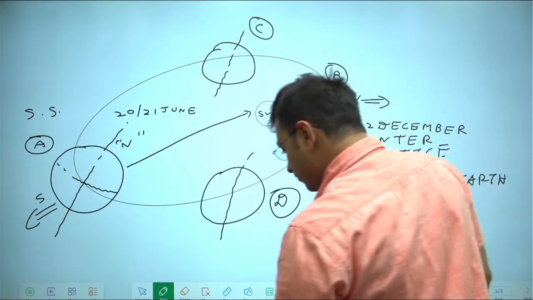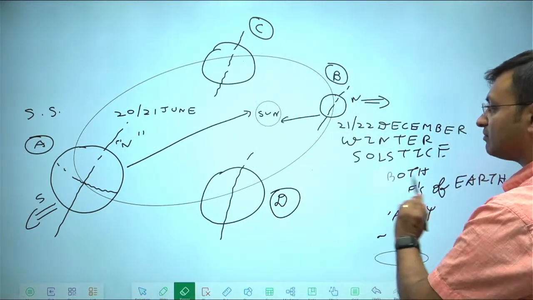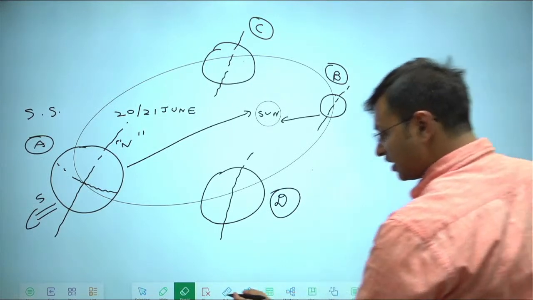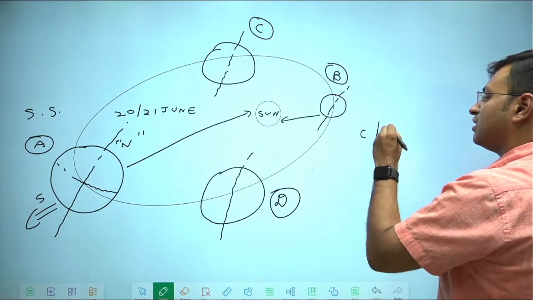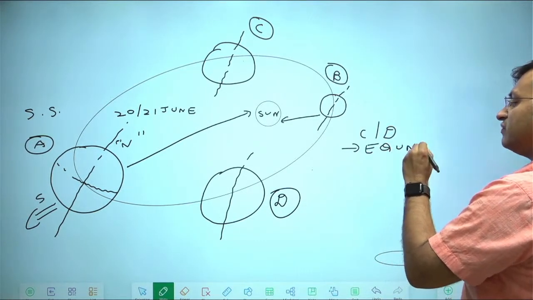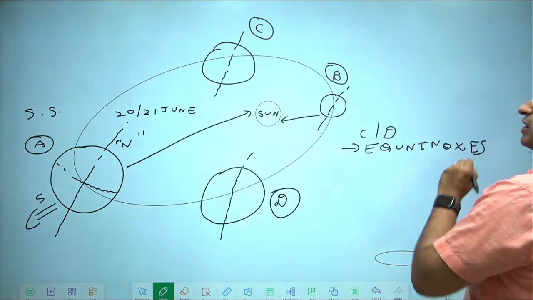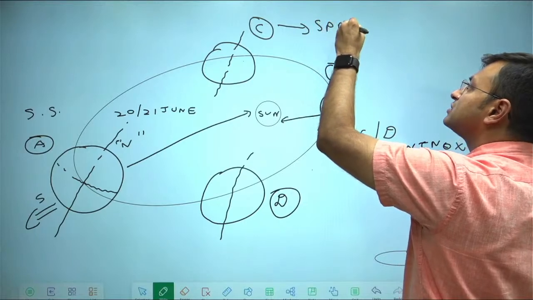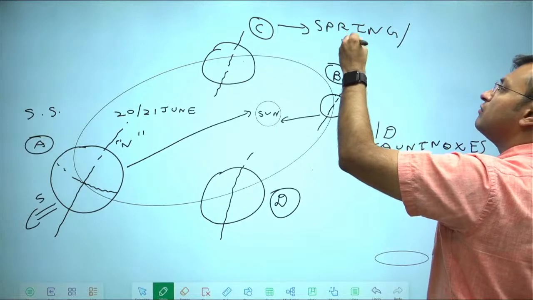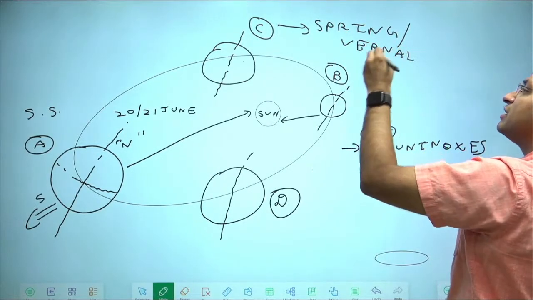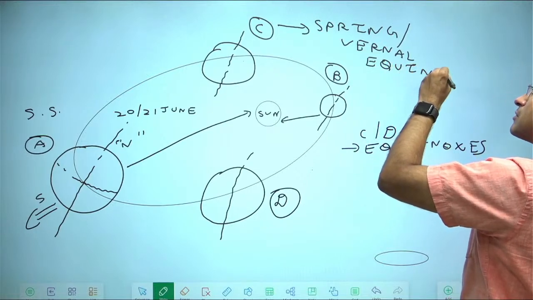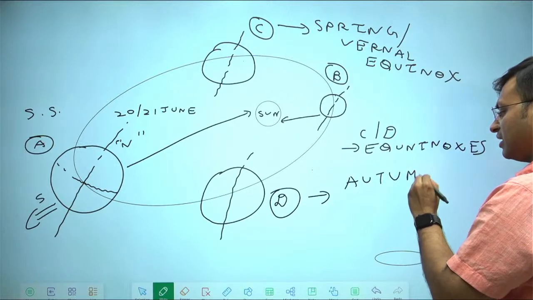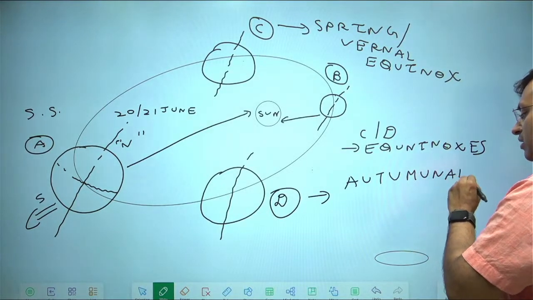Okay. So if I'm painting you the picture of position number C and position number D, they are called equinoxes. Position number C is called the spring or vernal equinox, whereas position number D is called the autumnal equinox.